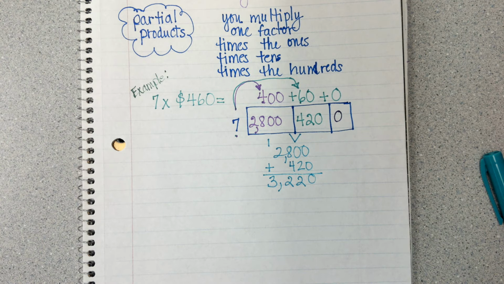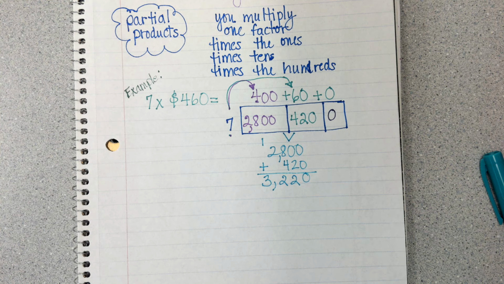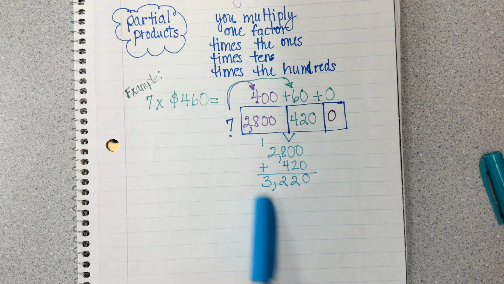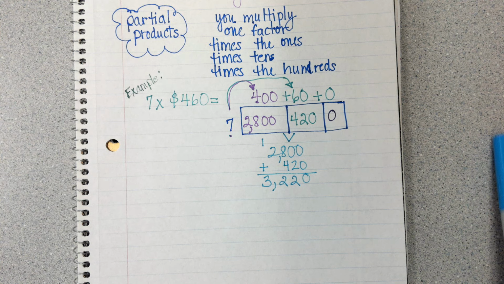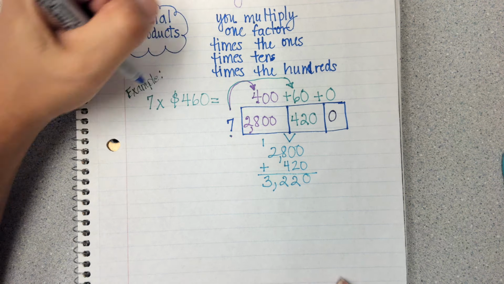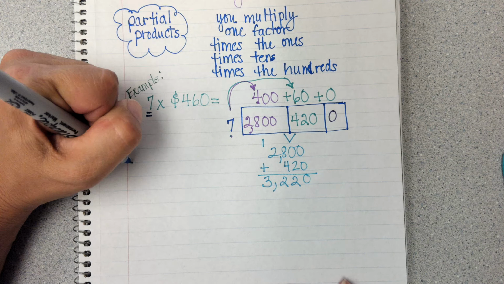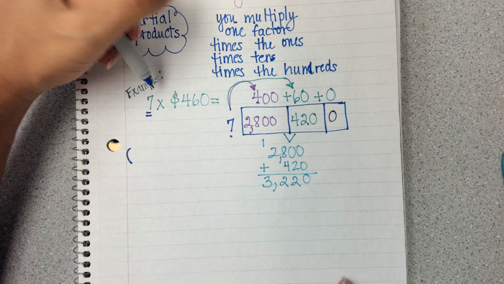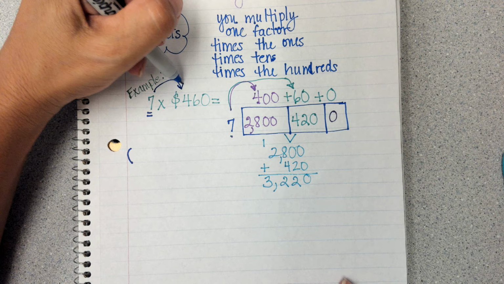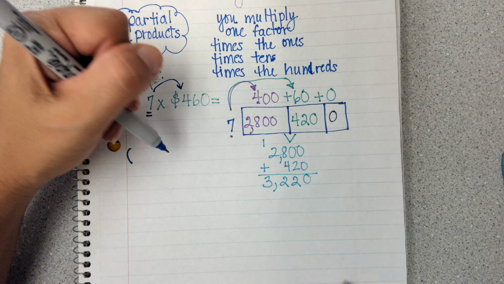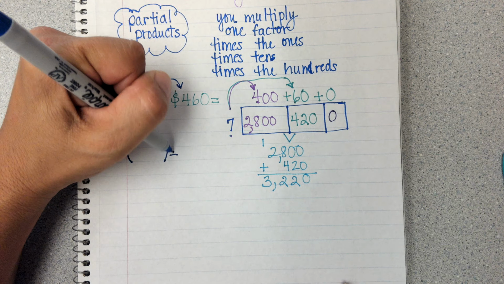So as you've learned, there's another way to solve that's not the area model, but it is also the distributive property. So what I'm going to do now is take my factor that's by itself, and I'm going to do the associative here. I'm going to multiply 7 times the hundreds place.